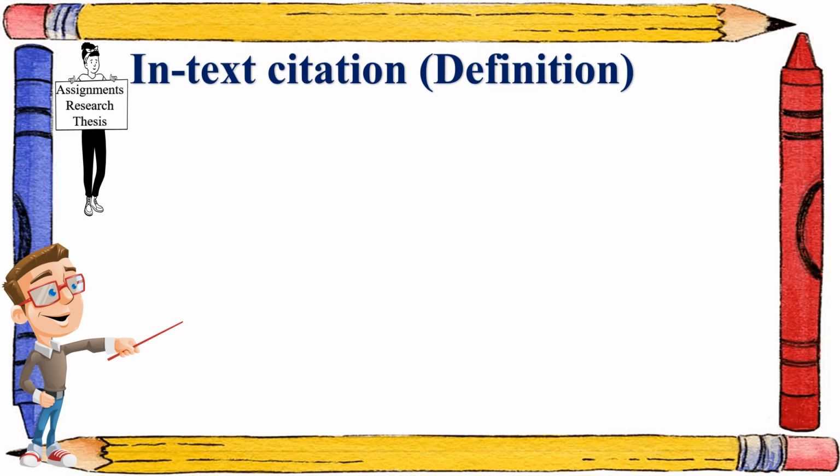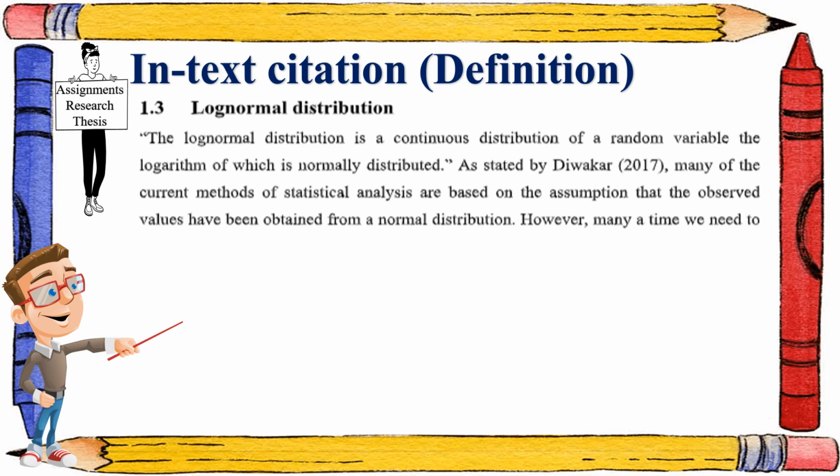So this is the way to add the definition in in-text citation. These types of paragraphs that you mention in your introduction part or in literature review, this type of information goes in the in-text citation. So this is the way to write the definition or any statement said by the author. So you can see that I have written the statement between these two symbols.